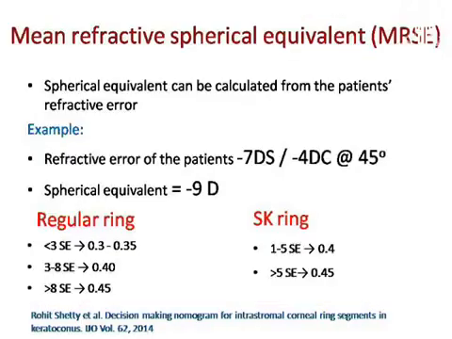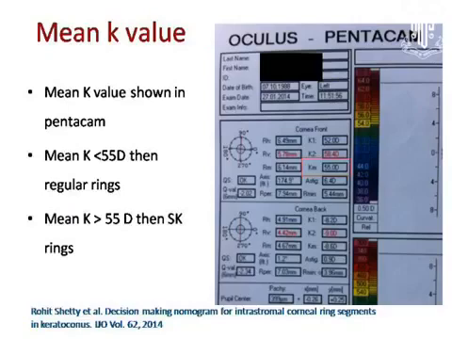Third is calculating the mean refractive spherical equivalent. We have to calculate the refractive spherical equivalent, and based on that we can choose the rings. Like if the spherical equivalent is less than 3, we can put a lesser ring size like 0.3 to 0.35 mm, and if it is more than 8, we can use higher rings. Similarly in the case of SK rings. Mean K value we can look at from the Pentacam. Like if the K value is more than 55, then we need to use SK rings because they have a better flattening effect.